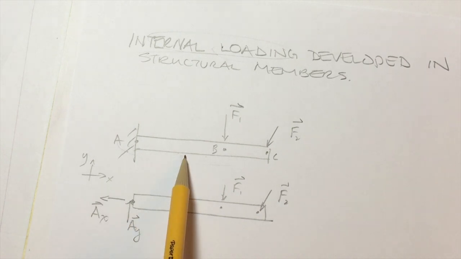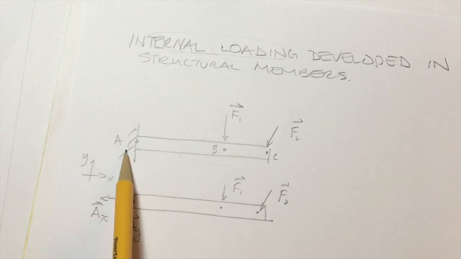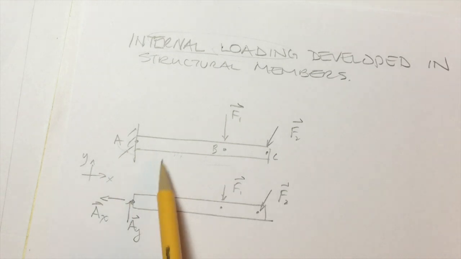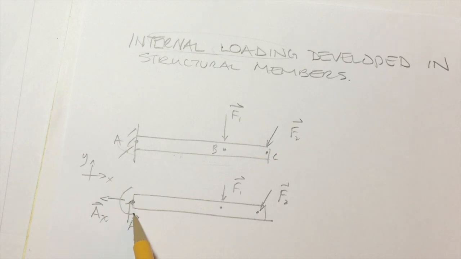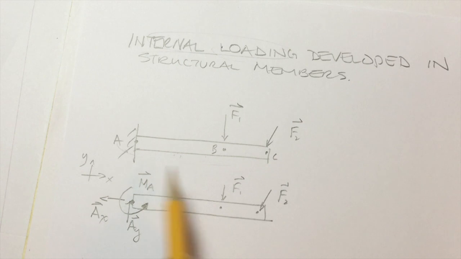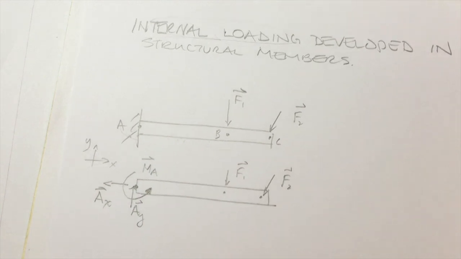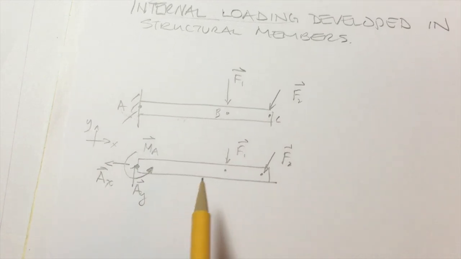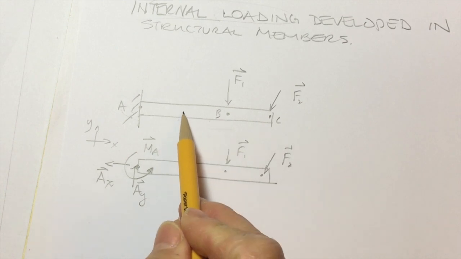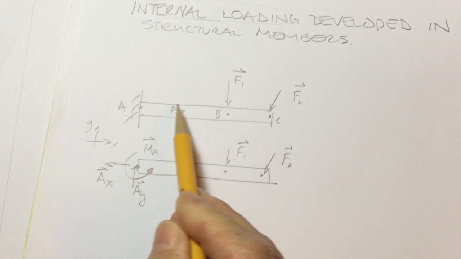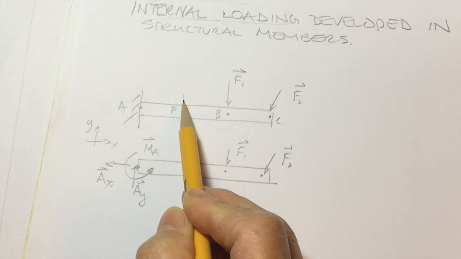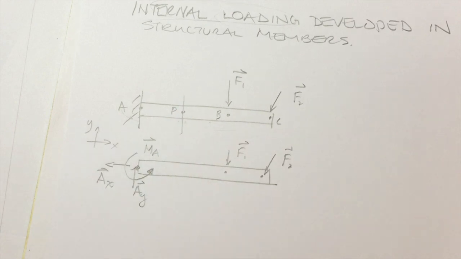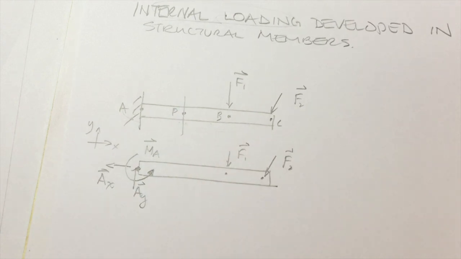The wall also prevents the beam from rotating. Therefore, we'll have a reaction moment. And I'm just going to assume that it's in the counterclockwise direction. So that's my free body diagram. Now let's take a look at this point, let's say point P. And I want to know what are the forces and moments within that member at point P.